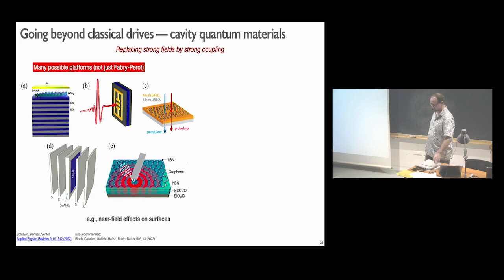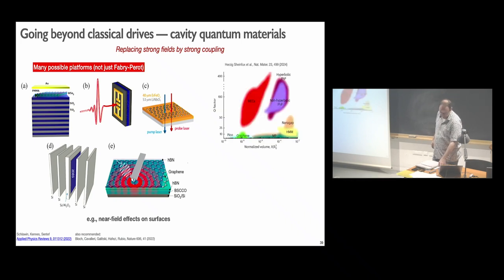I have almost no time left, so let me just advertise the review article that we wrote about the subject. There's a lot going on in this field. You can have all kinds of different cavities. For example, you can have these split ring resonators. You can have stuff like this. You can also have surface plasmons, and I think this will be a very important avenue for the future to basically design new cavities.